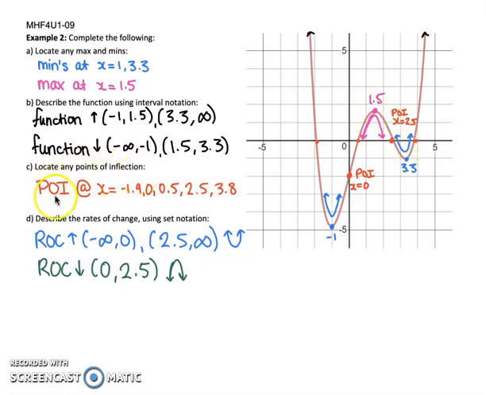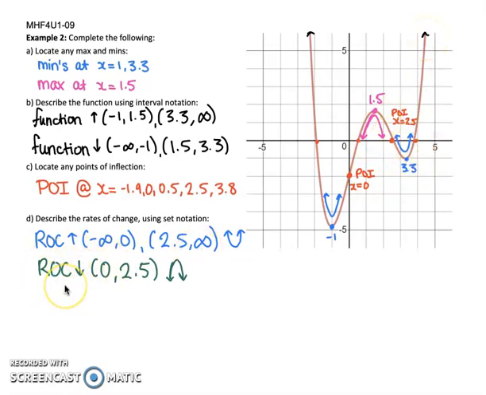Points of inflection, so anytime that it passes through any of the axes here, that will be a POI. Lastly, we describe the rate of change. So remember, rate of change is increasing when it is opened upwards. So when is this opened upwards? Well, from negative infinity all the way to 0. And then it's going to be opened upward again from about 2.5 to positive infinity.